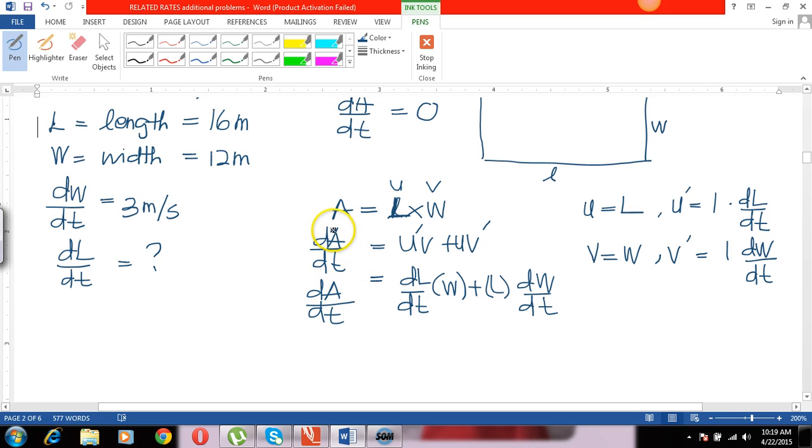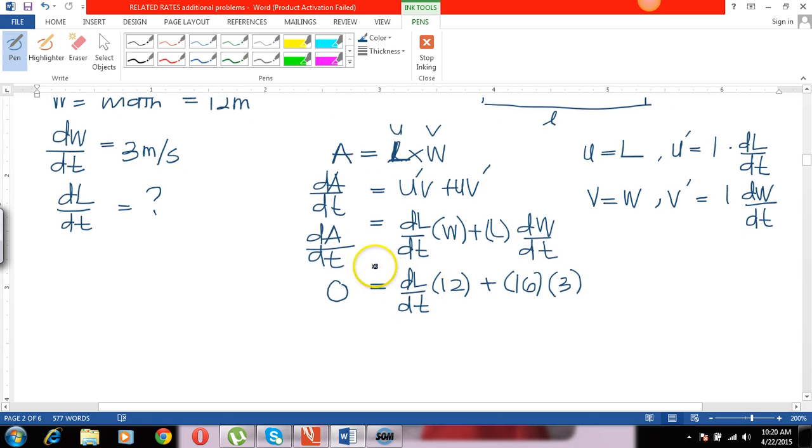So from the problems, from the abstraction of the information from the problems, we know that dA over dt is the remaining constant, equal to 0, and dl over dt is the item that we have to find. Then W we know equals 12, plus L equals 16. Then dW over dt equals 3, right? So we have to find dl over dt here.